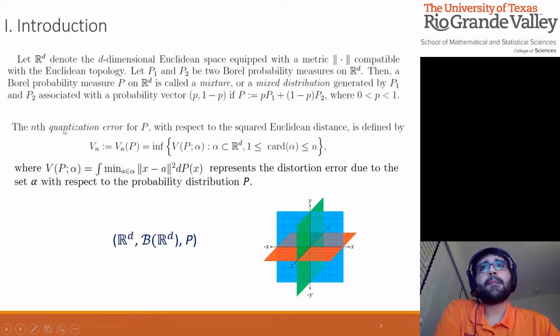So the n-quantization error is just taking the minimum value of this distortion error, where alpha is a subset of R^d, and the cardinality of alpha is between 1 and n.